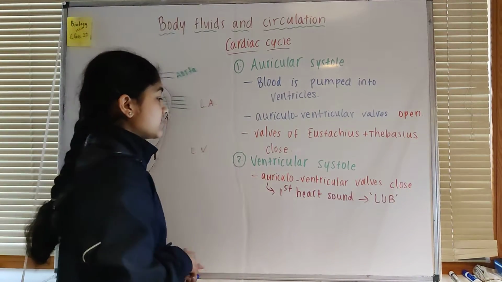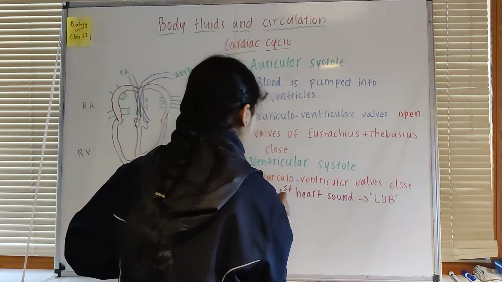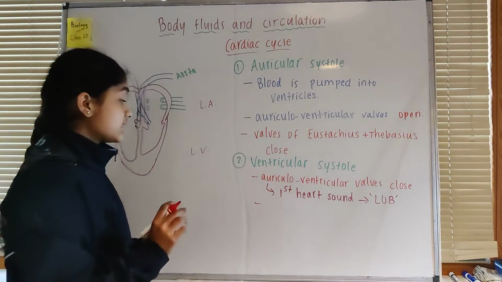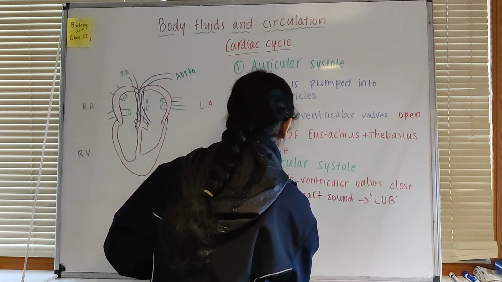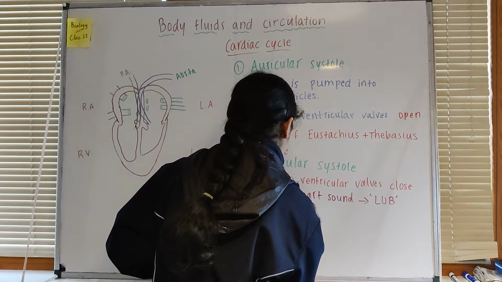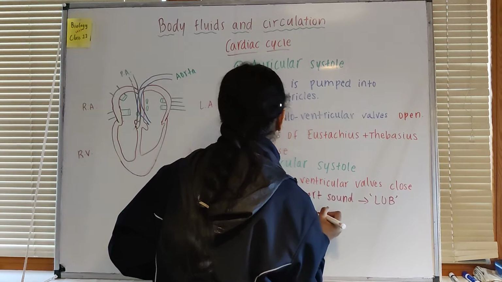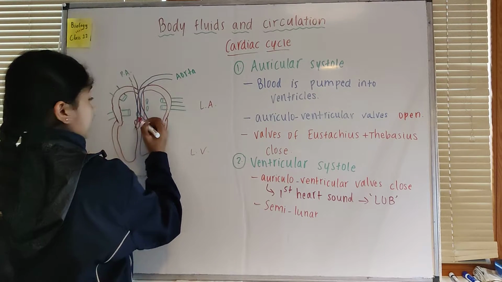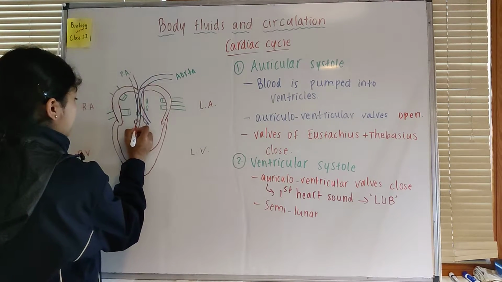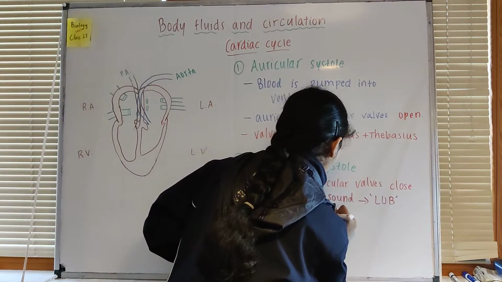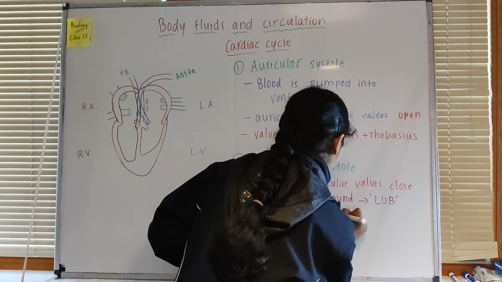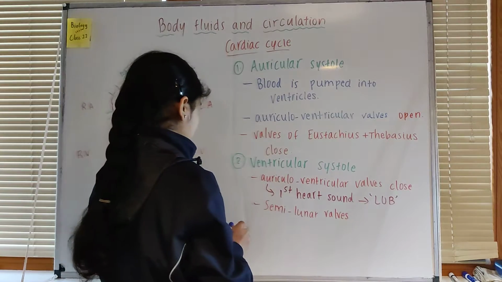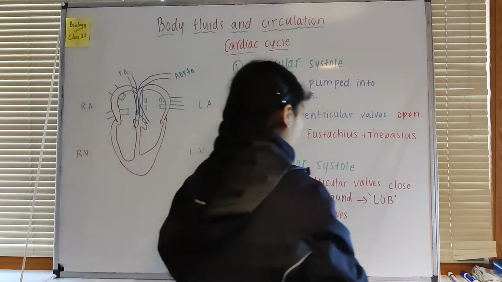Another thing that happens in ventricular systole concerns the semilunar valves. Semilunar valves are present in the aorta and the pulmonary artery. Here these semilunar valves are open.